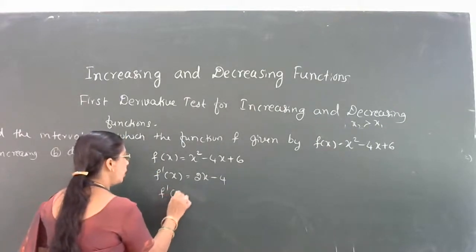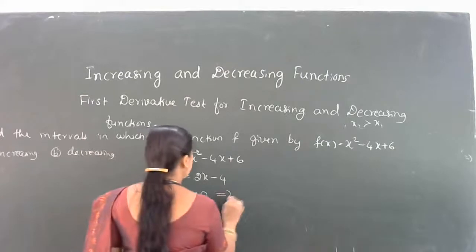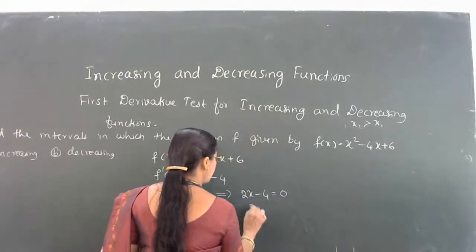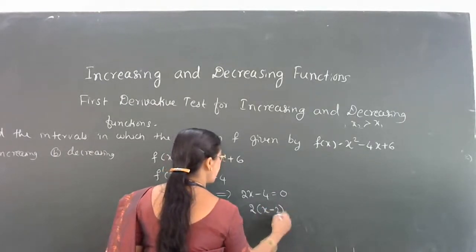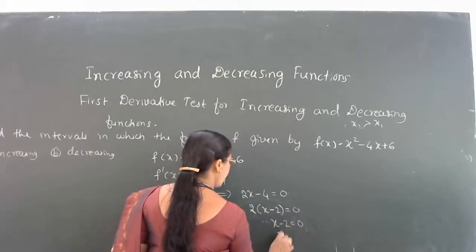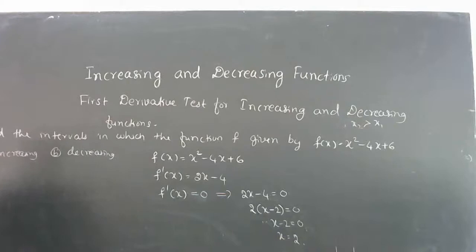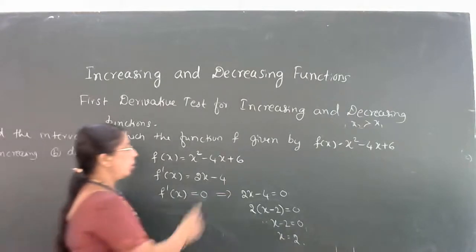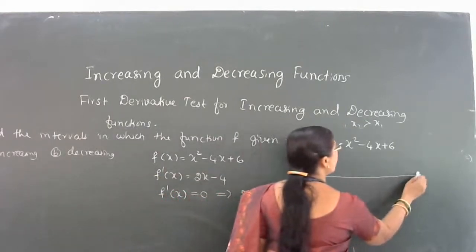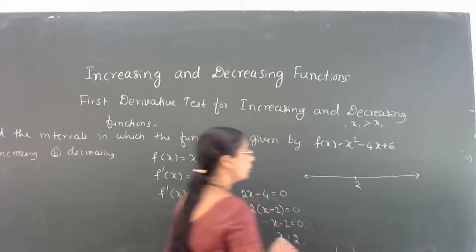Then we equate f dash x equal to 0. That implies 2x minus 4 is equal to 0. Then taking common 2, x minus 2 is equal to 0. Therefore, x minus 2 is equal to 0, x is equal to plus 2. Therefore, 2 belongs to the domain of the function. The domain is real numbers, so x equal to 2 is a point on the real number line.